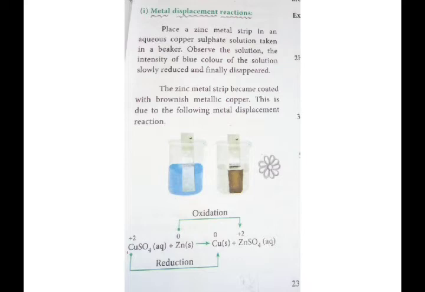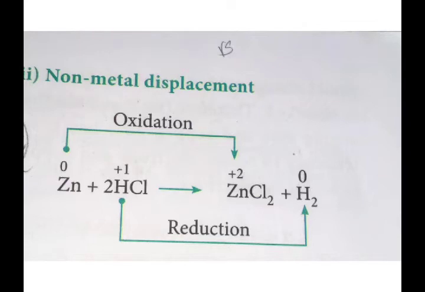That equation is a must: copper sulfate with zinc gives copper and zinc sulfate. Now is it clear, students? Here we will see non-metal displacement. In this case the non-metal is hydrogen. So zinc displaces hydrogen from hydrochloric acid. With this, displacement reactions are completed, both metal displacement as well as non-metal displacement.